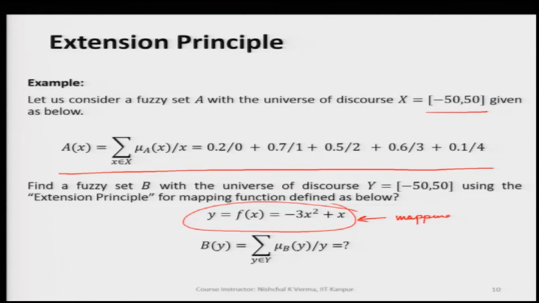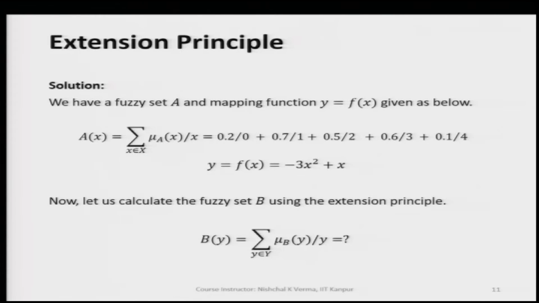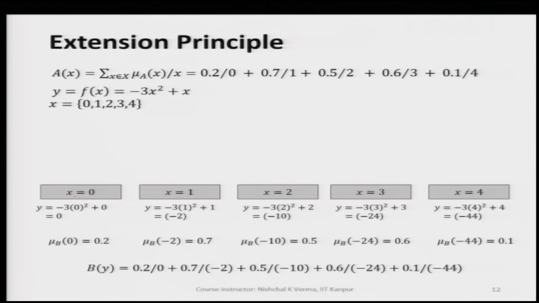If the mapping function is not given, then the conversion is not possible. So, let us use this mapping function y is equal to f of x, that is minus 3 x square plus x, to compute y 1, y 2, y 3, y 4 and y 5 in this case. Let us now quickly compute these values. For x 1 is equal to 0, we have y 1 is equal to 0. x 2 is equal to 1, we have y 2 equal to minus 2. x 3 is equal to 2, we have y 3 equal to minus 10. x 4 is equal to 3, we have y 4, x 5 is equal to 4, we have y 5 is equal to minus 44.